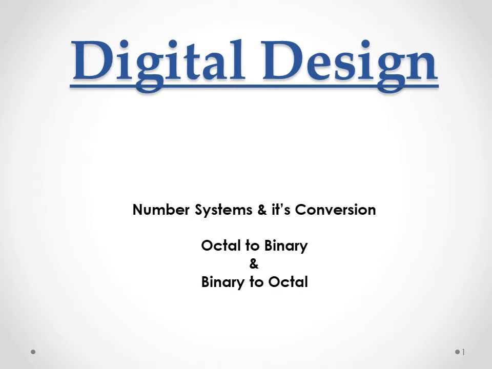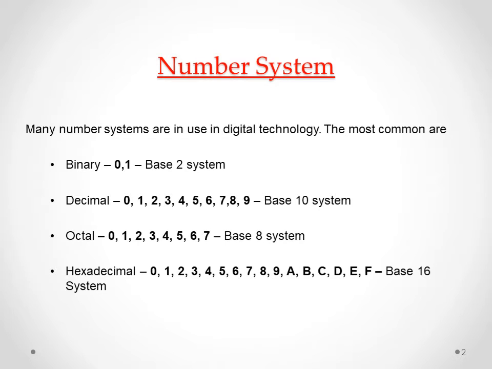Hi, I'm going to discuss octal to binary and binary to octal in this video. Many number systems are in use in digital technology. The most common are binary, decimal, octal and hexadecimal system. The binary has two digits, that is 0 and 1, so it is called as base 2 system.